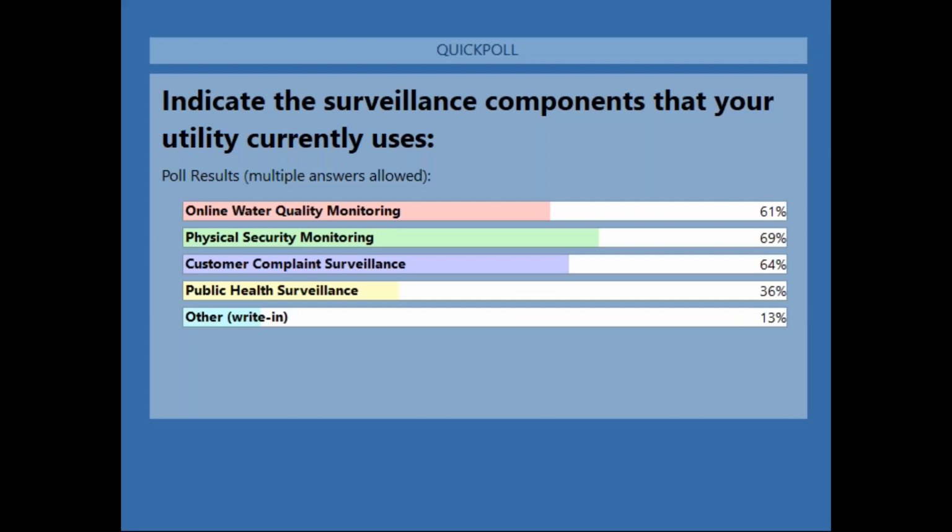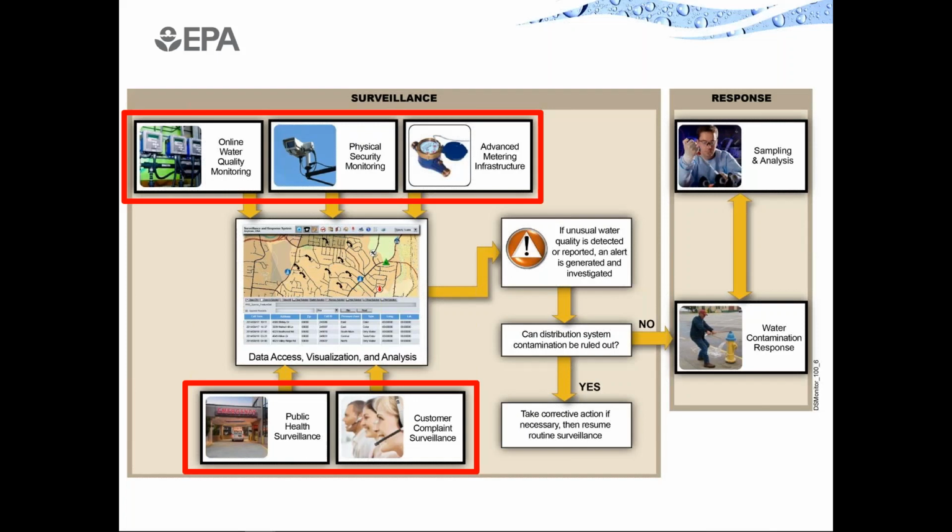All right, great. So what we see is we've got a lot of the audience, almost two-thirds, doing water quality monitoring, physical security monitoring, and customer complaint surveillance. Maybe a little over a third are doing public health surveillance, and we had some write-in responses that we'll look at later. But this is encouraging. It means we have a very proactive group of attendees during today's webinar. So as we go through the rest of the presentation, maybe just consider how the information we're providing could help you to increase those surveillance capabilities and maybe integrate them with other data streams.